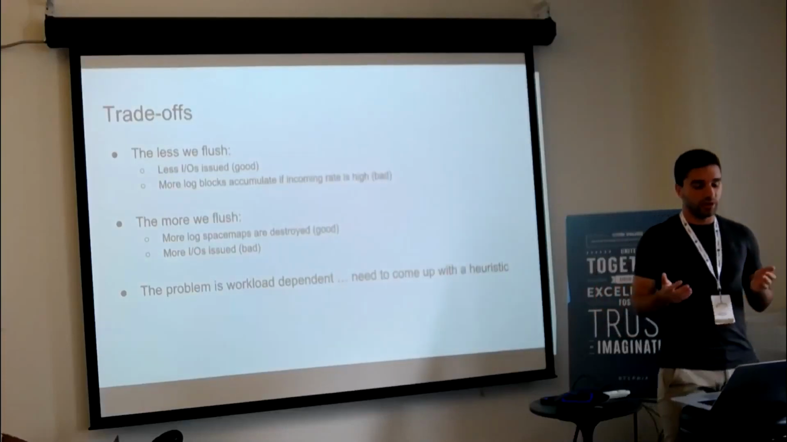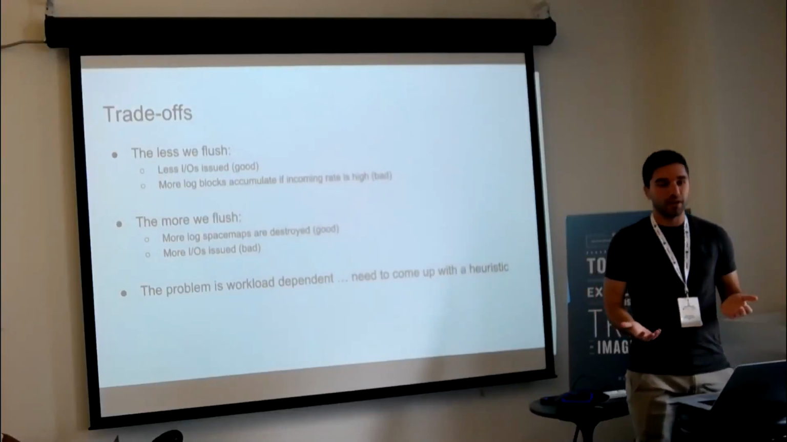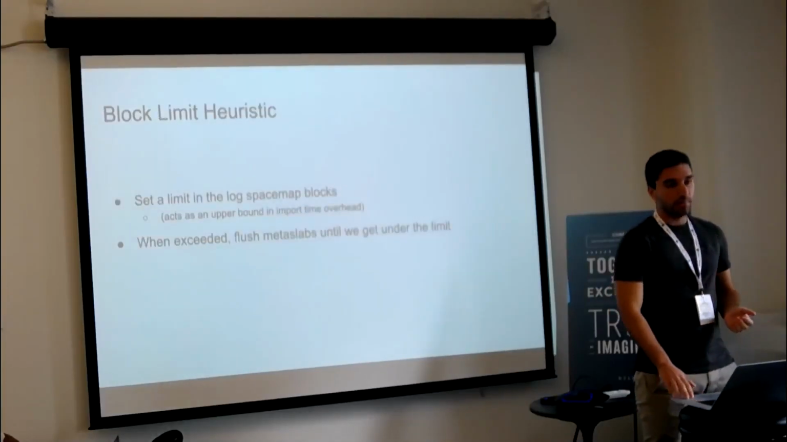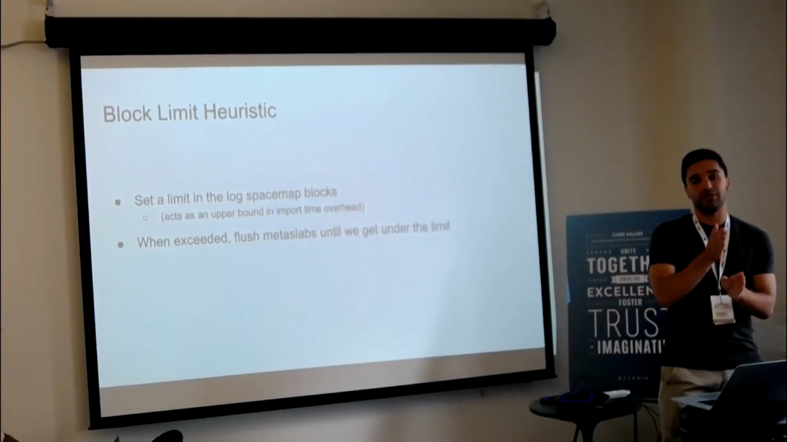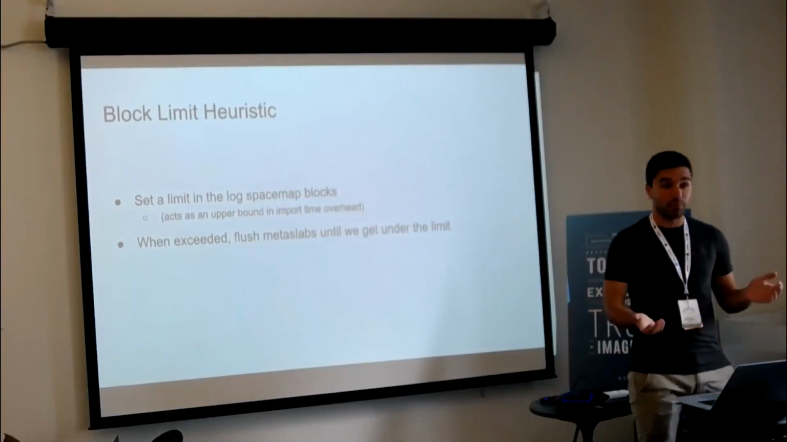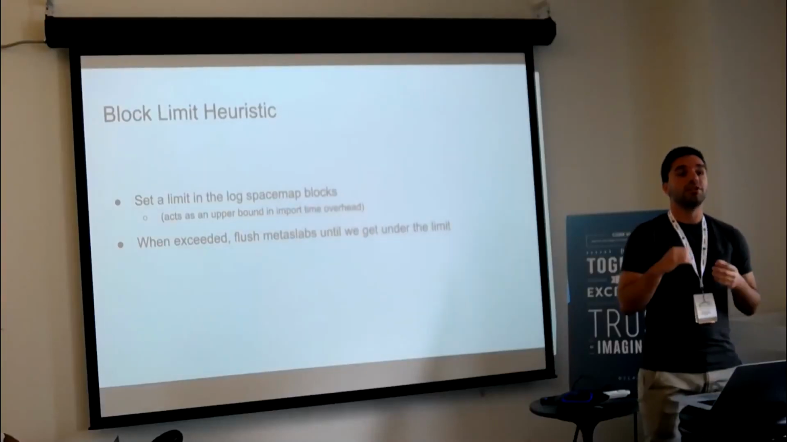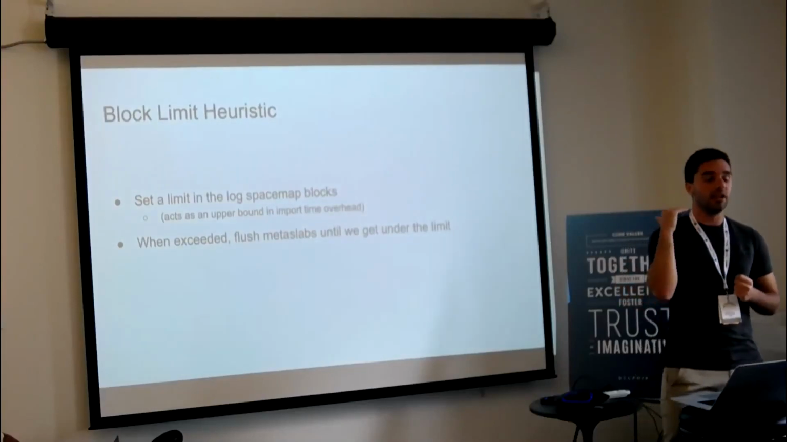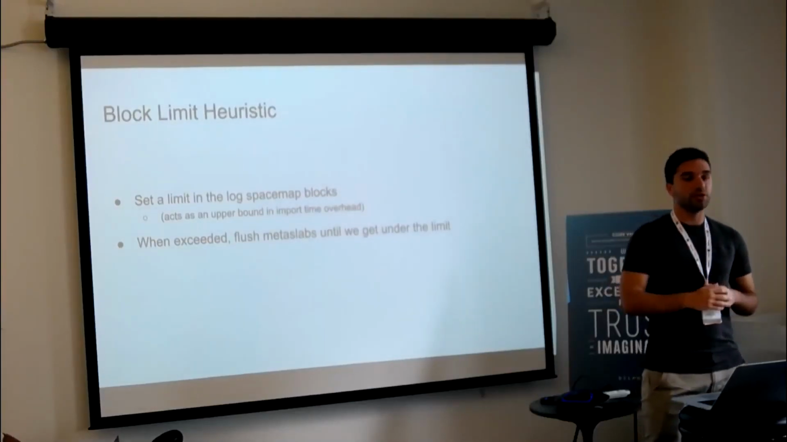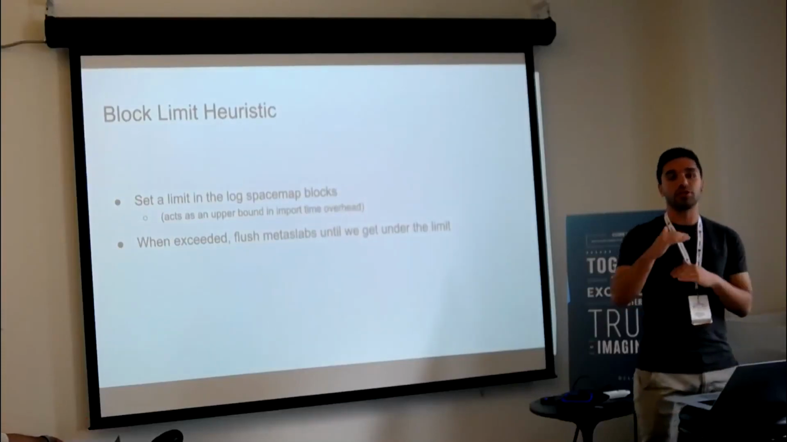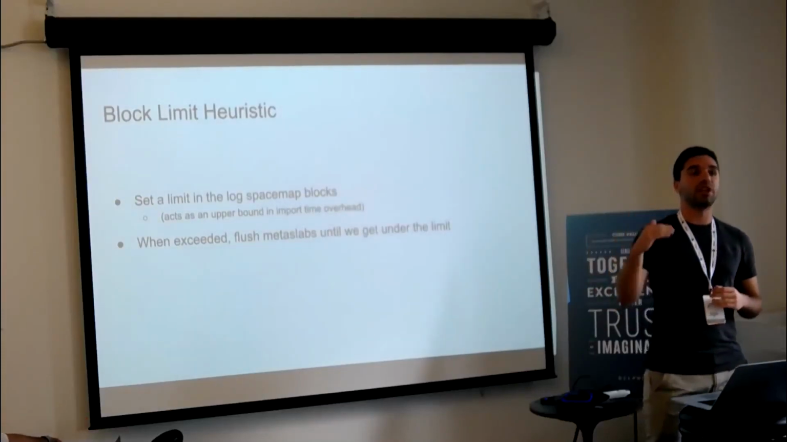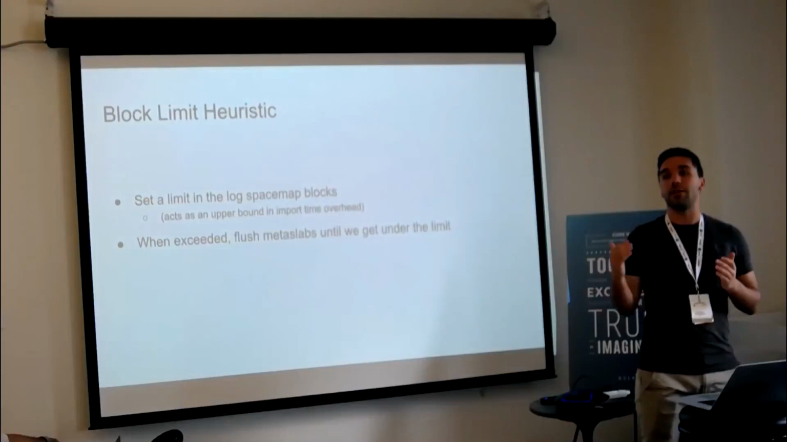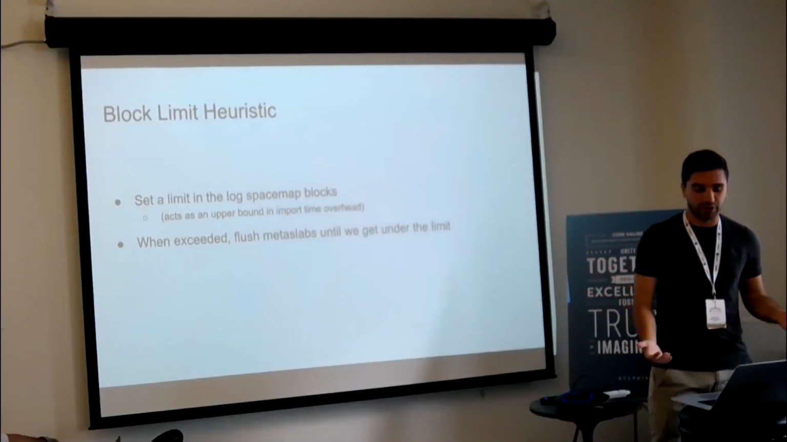So as you can see, the problem is workload dependent. And ZFS needs to adapt to that. So we need to come up with a heuristic. The most naive heuristic, and the one that's the basis for all the other heuristics that we came up with, is the block limit heuristic. Specifically, we set a limit on the amount of log blocks that we want to have at any given time in the pool. Let's say 1,000 log blocks. So as we have more incoming blocks and log spacemaps, whenever we exceed that limit, we start flushing Metaslabs until we get below that limit. Basically, that limit acts as an upper bound on the overhead of the import time that we accept.